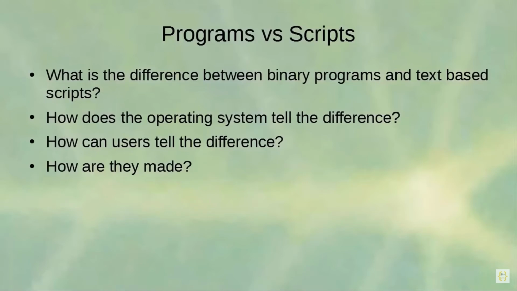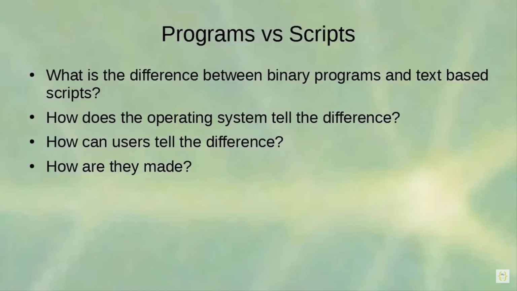So the binary programs are going to be much faster, and the text-based stuff is going to be much easier to read, modify, and update. So how does the operating system tell the difference? Well, there are pieces in the very beginning of a program that indicate what it is. So for a script, they all start with the hash and then exclamation point. And after that, they have the name of a binary program that's going to be run.